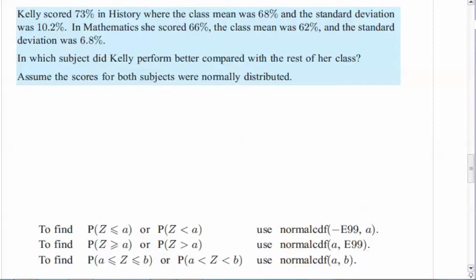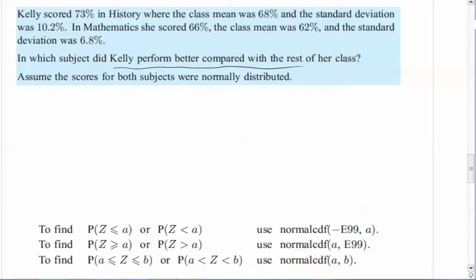Okay, so this says Kelly scored 73% in history. The class mean was 68. The standard deviation was 10.2. In math, she had other scores with a different standard deviation. The question is, in which subject did Kelly perform better compared with the rest of the class? Well, that's a very good question.